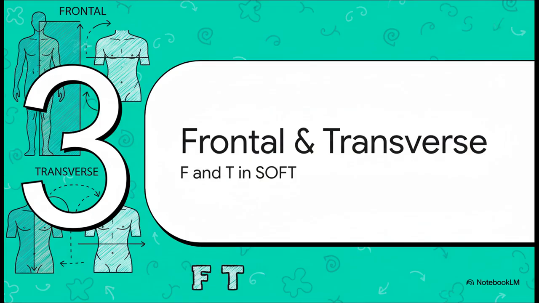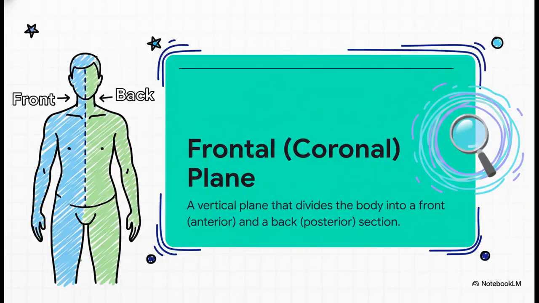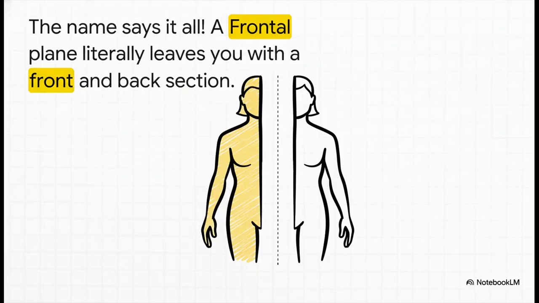Let's talk frontal and transverse planes. So the frontal plane. This is also a vertical plane, just like sagittal. But here's the difference. Instead of splitting the body into left and right, this one splits it into a front half, the anterior, and a back half, the posterior. Oh, and you might also hear this one called the coronal plane. Honestly, this one's probably the easiest of the bunch to remember. I mean, the name says it all, right? A frontal plane gives you a front section. Can't get much more straightforward than that.